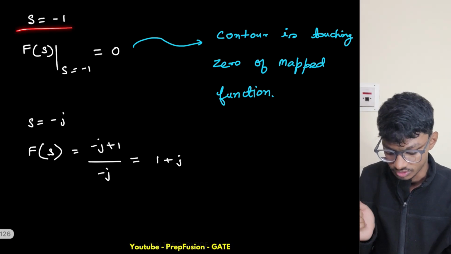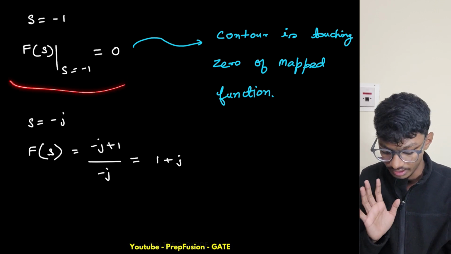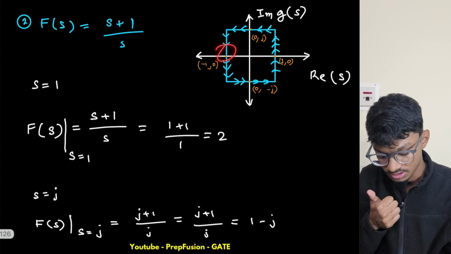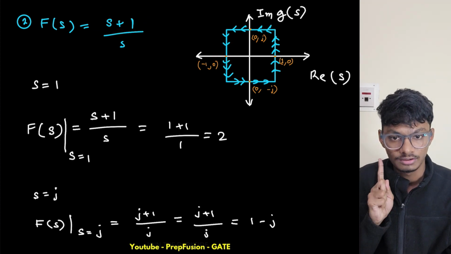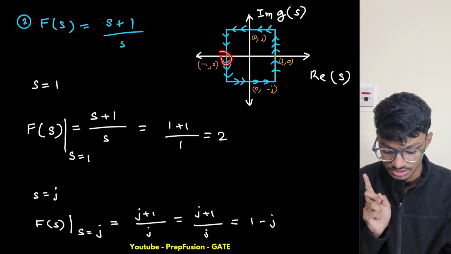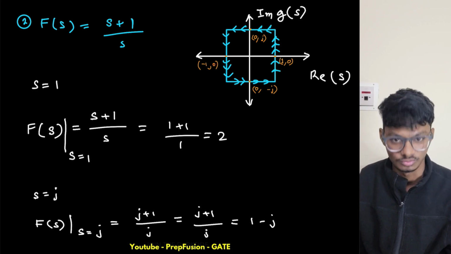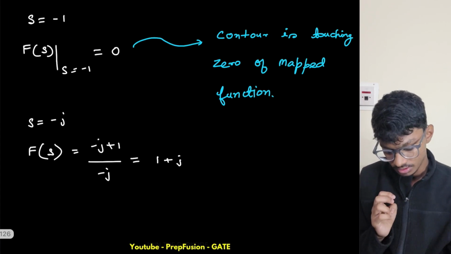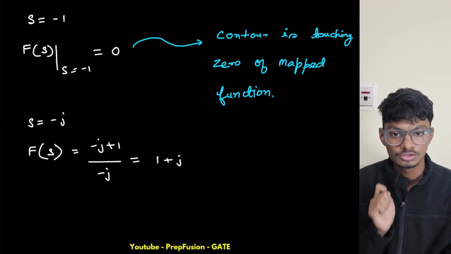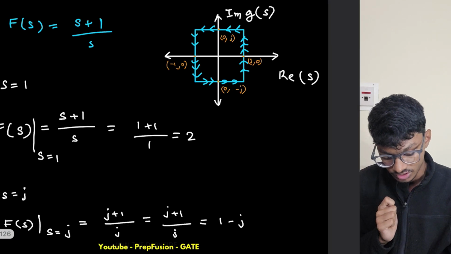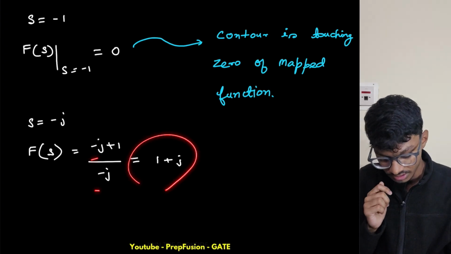Now again, if s is equal to minus 1, what do you notice? Again you get 0. Why? Because my contour is touching the 0 of my mapped function. So if I put s equals minus 1 over here, obviously I will get 0. That is the definition of a 0. So yeah, now if I put s equals minus j, what do I get? Simply you put and you will see you get 1 plus j.